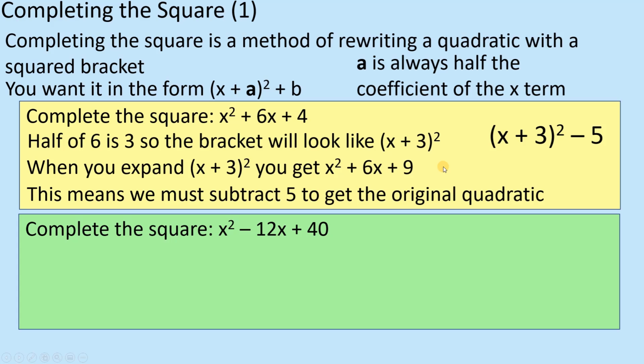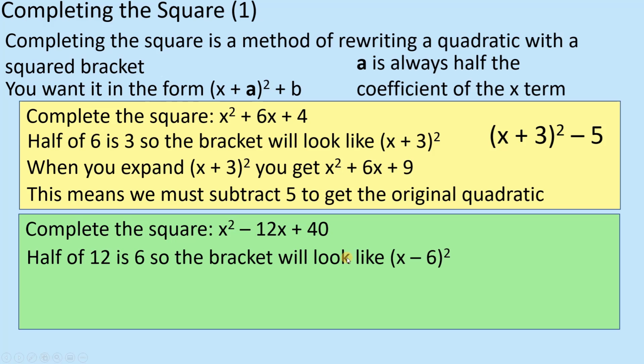Okay, so let's have another look at another one. So you've got x squared minus 12x plus 40. So if I ask you what's the value of a, hopefully you can see straight away what that needs to be. Well, it needs to be half of that, but again, it's a minus, so that stays with it. So in the bracket, it's going to be x minus 6 squared. Again, pretty standard approach to what you need to do.